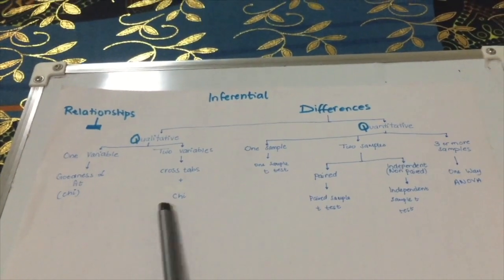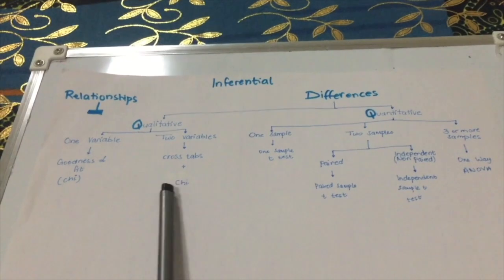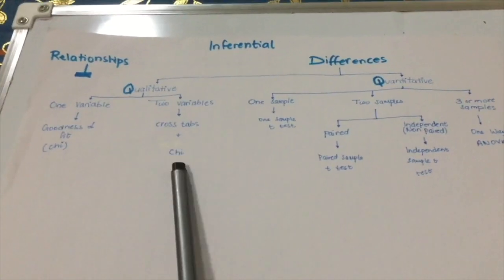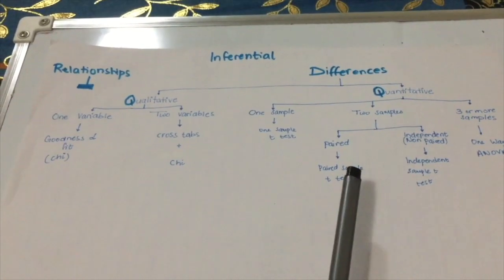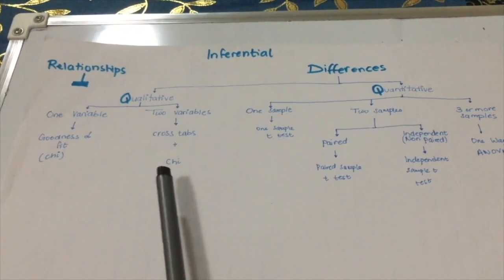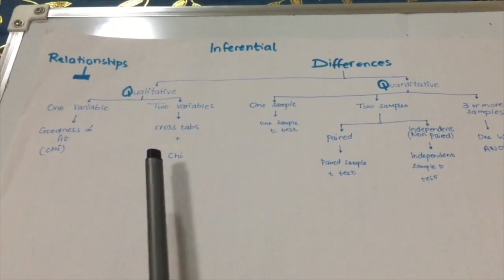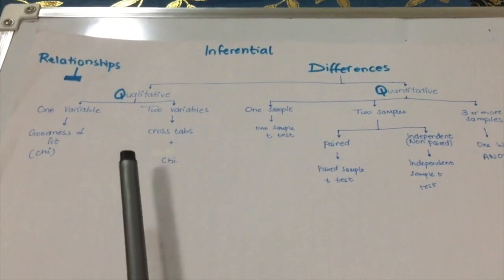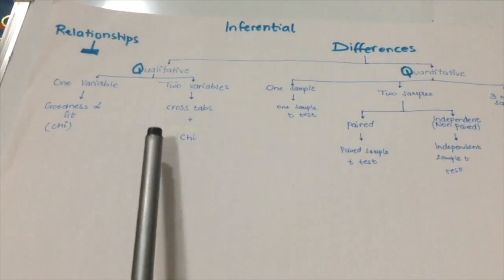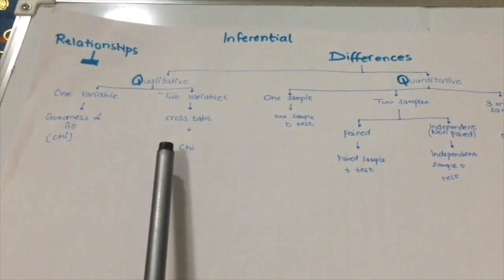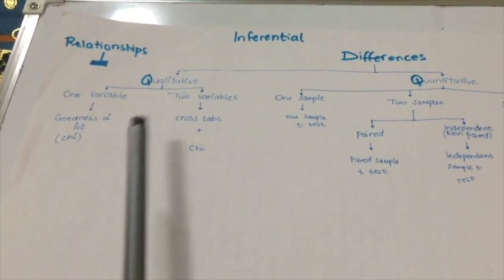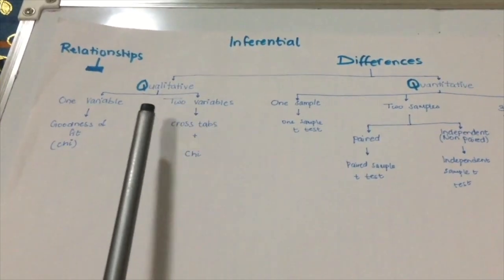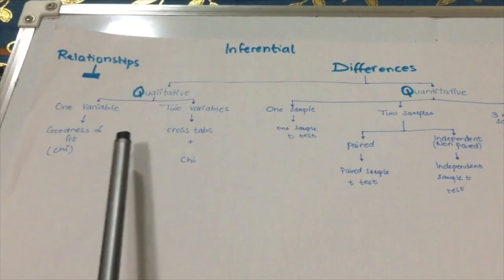An important note to take into consideration is that sometimes we could do crosstabs without chi-squared to show differences. So it depends on the type of question. If the question is asking for significance, we do crosstabs and chi-squared. But if the question is asking for just the difference without actual significance, then we use only crosstabs and we analyze it manually.